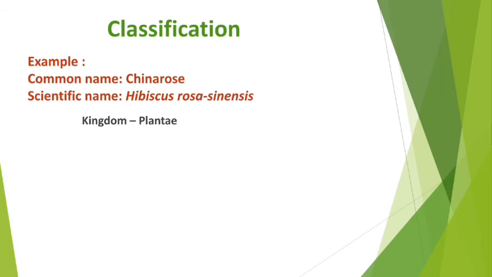Okay, so my dear student, here is a slight change. In case of animal we will write phylum, whereas in case of plant we will write division. So because of which we have written here division. Okay, so don't be confused. So China rose will fall under the division of Angiospermia. Angiospermia means flowering plants.